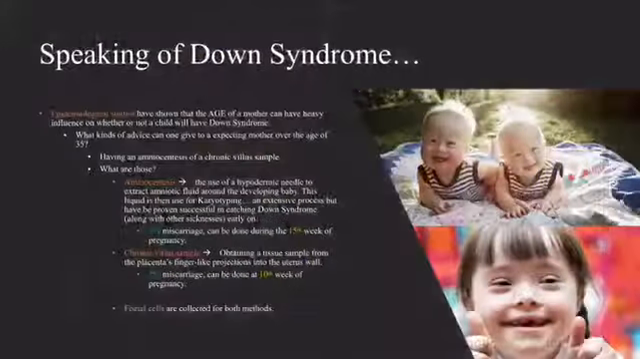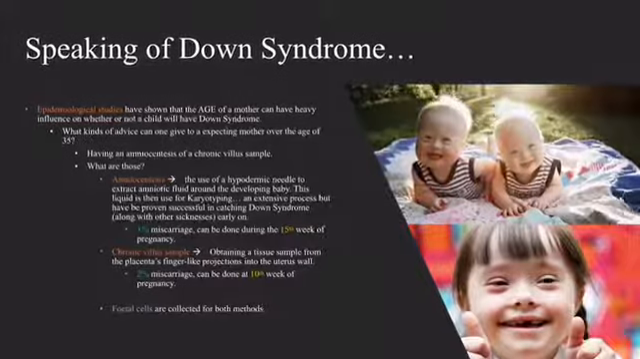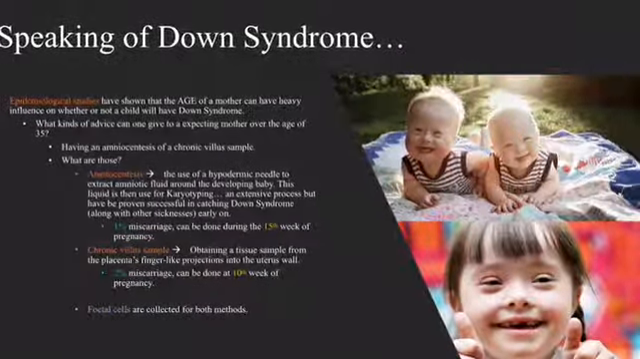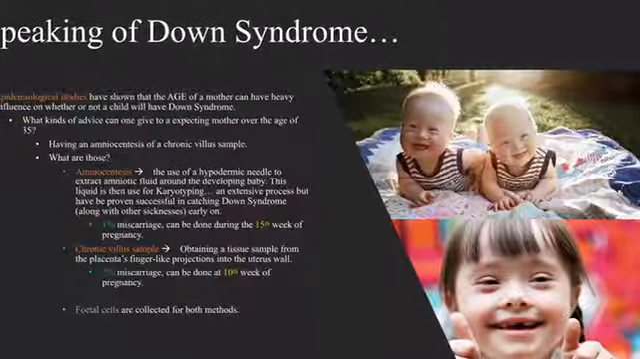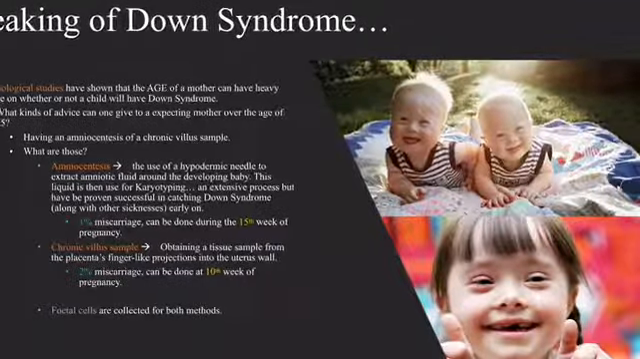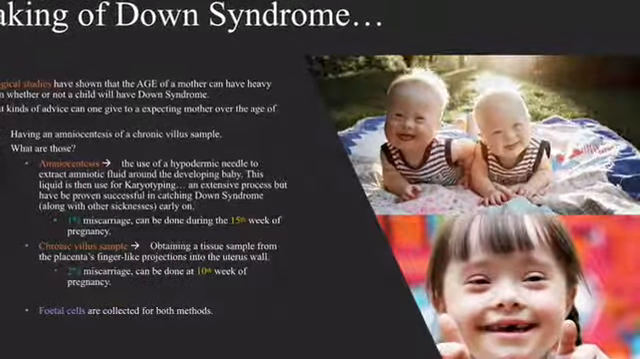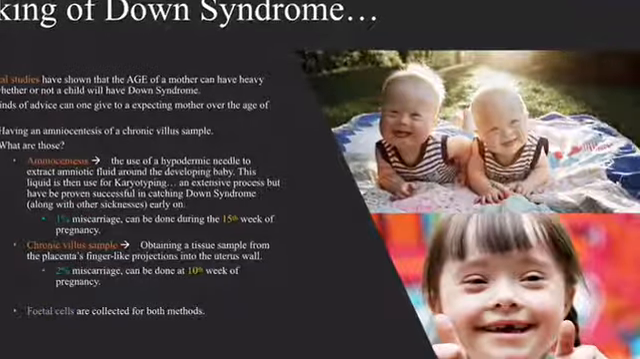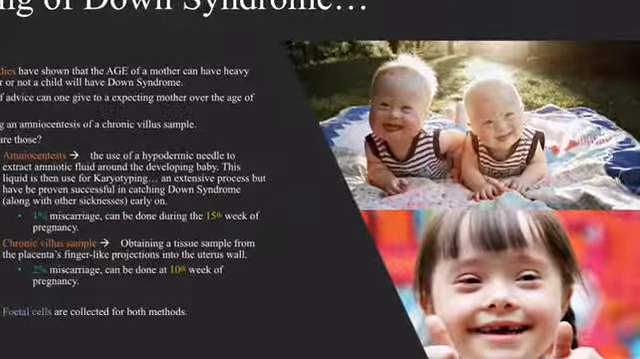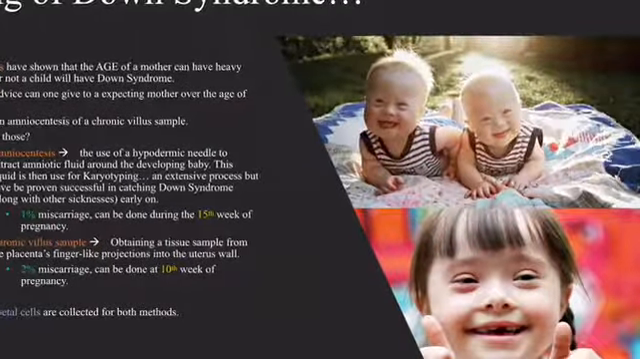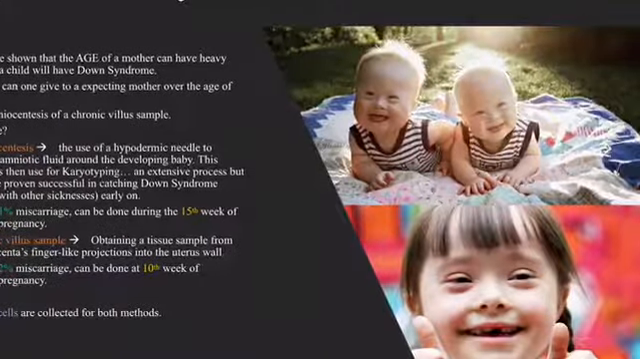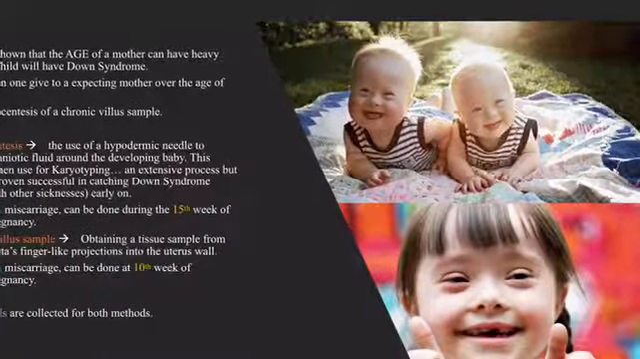So speaking of Down syndrome, epidemiological studies have shown that the age of a mother can have a heavy influence on whether or not a child will have Down syndrome. So what kind of advice can you give to an expecting mother over the age of 25? Well, for one, have an amniocentesis or a chorionic villus sample. What are those, you're probably asking? Well, amniocentesis is the use of a hypodermic needle to extract amniotic fluid around the developing baby. This liquid is then used for a karyotype.